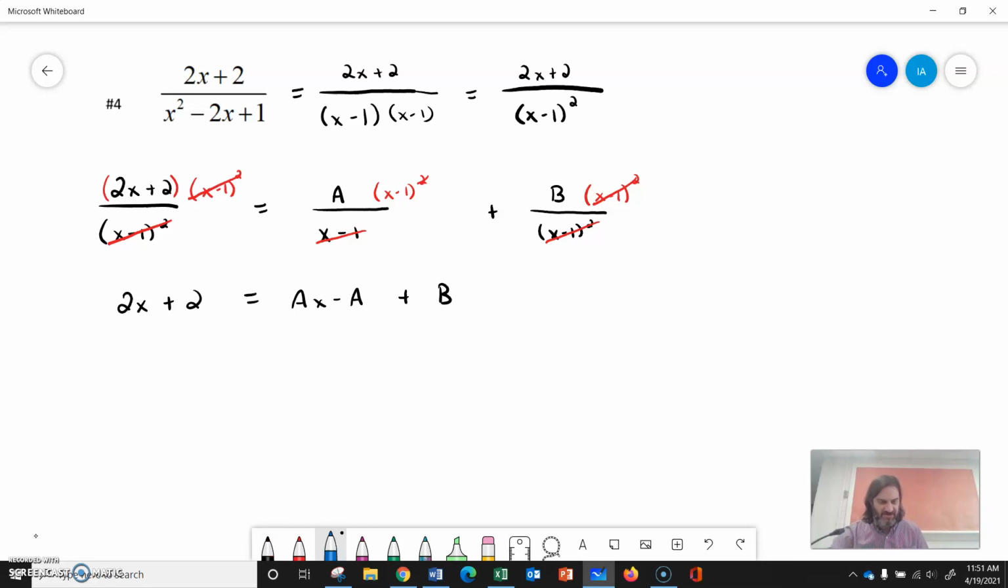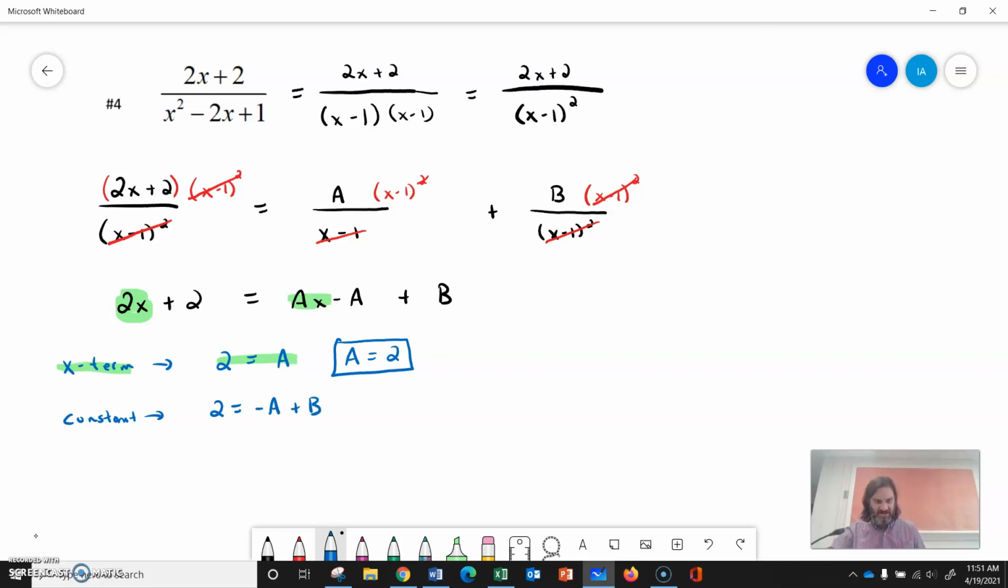So let's see what we've got here. We've got some terms to the first power, so we'll just have the x term, and there'll be 2 of those on the left and a of them on the right. So we now know that a is 2. We've already solved for one variable. Let's go back and color code this so you don't lose it. And then we'll do the constant. On the left we have 2, and on the right we have negative a plus b. And since we already know that a is 2, that means negative 2 plus b equals 2. So it looks like b equals 4.